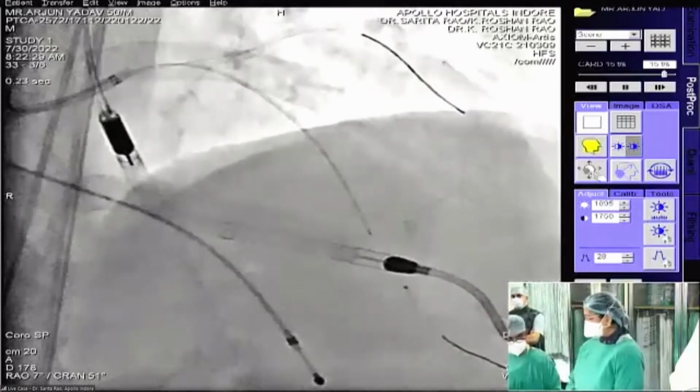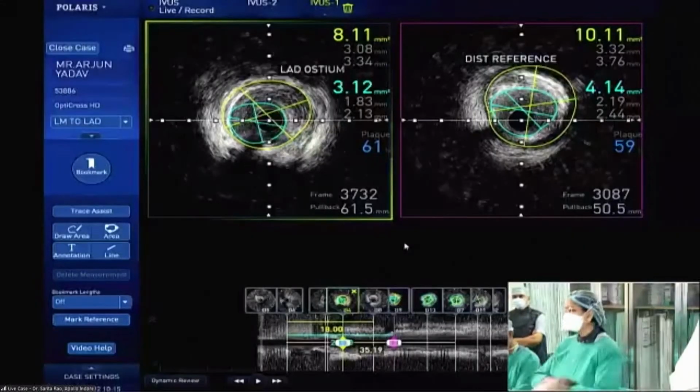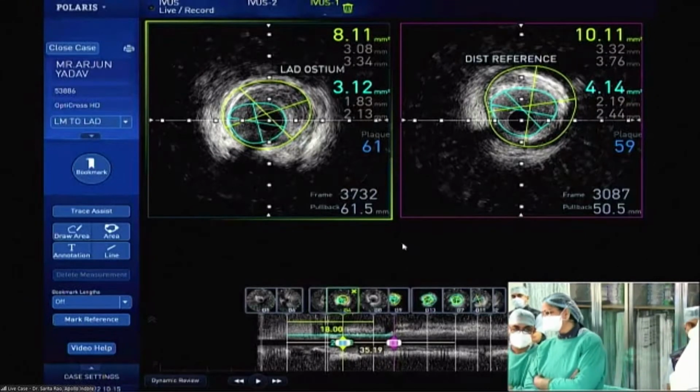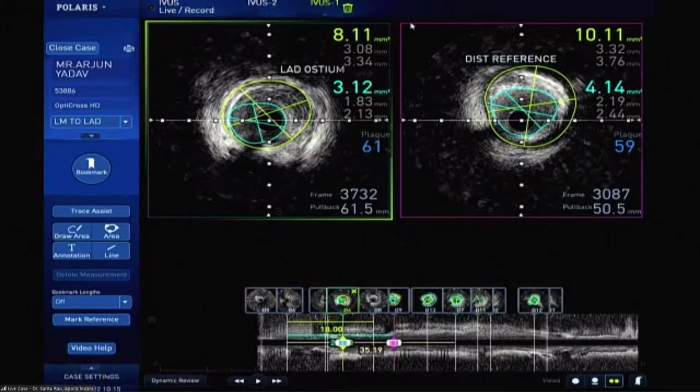Keyur? And Sanjay, can you tell? So, can you see the IVUS? Yes, we can, yes. Yeah.